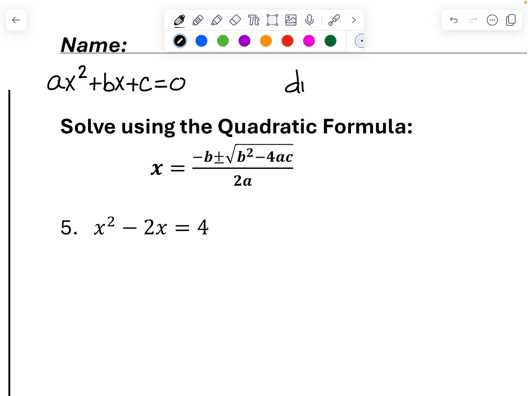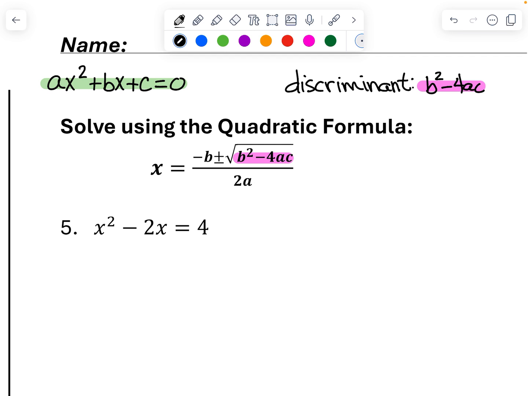And the discriminant is b squared minus 4ac. And that is the piece that is right here. And I like to find it first. So I like to do this before I actually use the quadratic formula. Of course, before you do any of those things, you do need to rewrite the equation so it's in standard form.